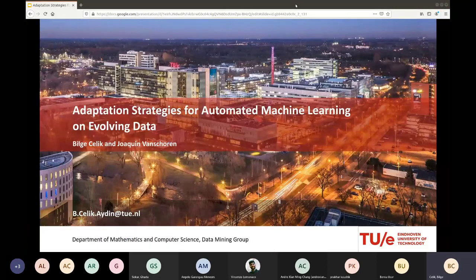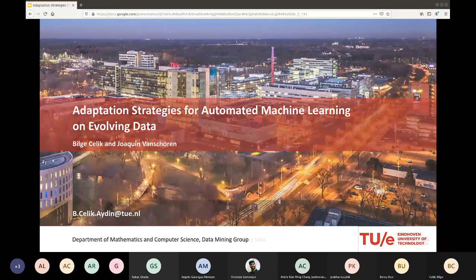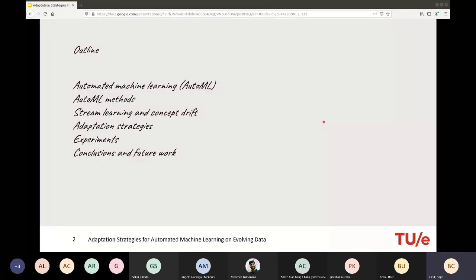So I'm Bilge. I'm a PhD student at Technical University of Eindhoven, and today I want to present you my research, our research on adaptation strategies for automated machine learning on evolving data. So, as Vincenzo just said, it is a research that lies between two fields, automated machine learning and stream learning. And I think it makes it more interesting and also more challenging.